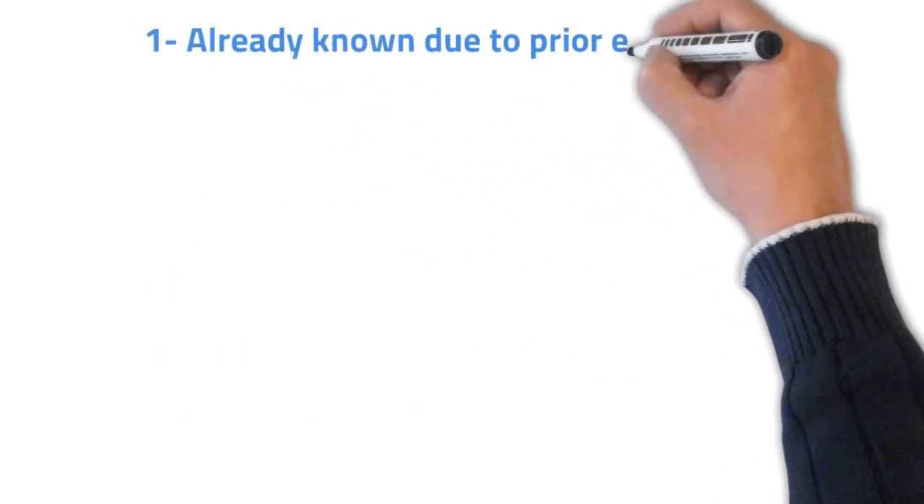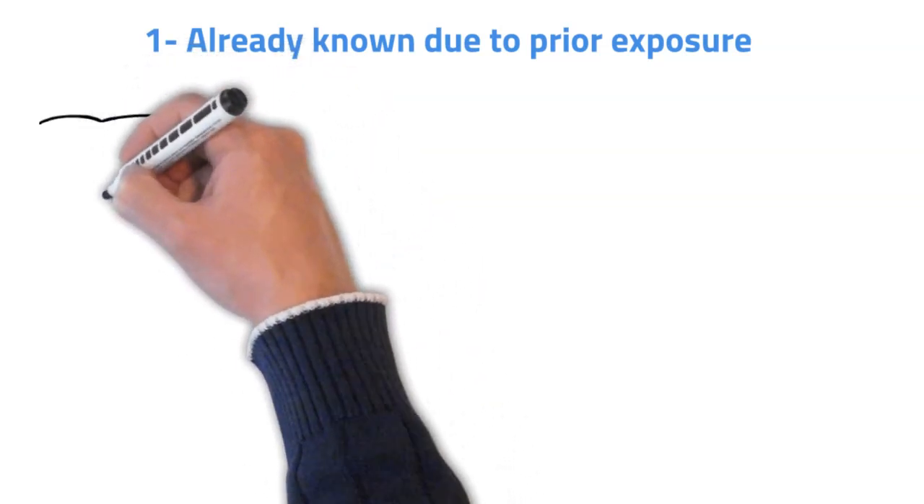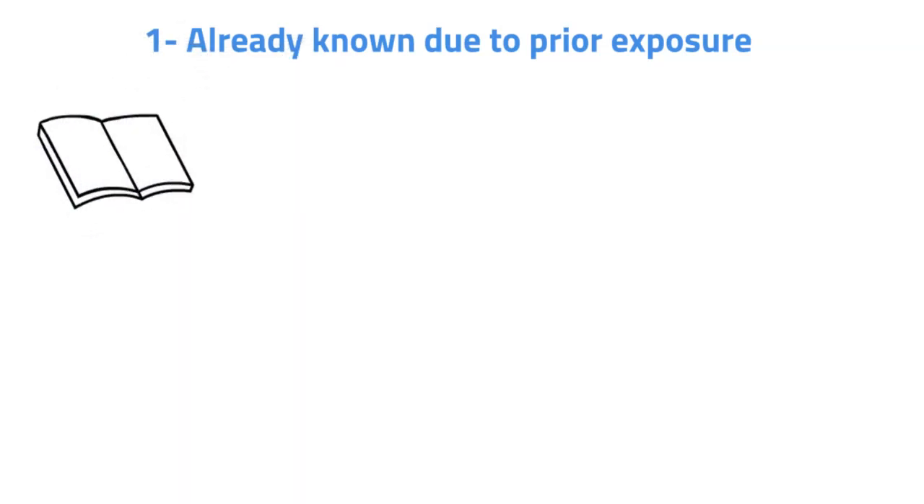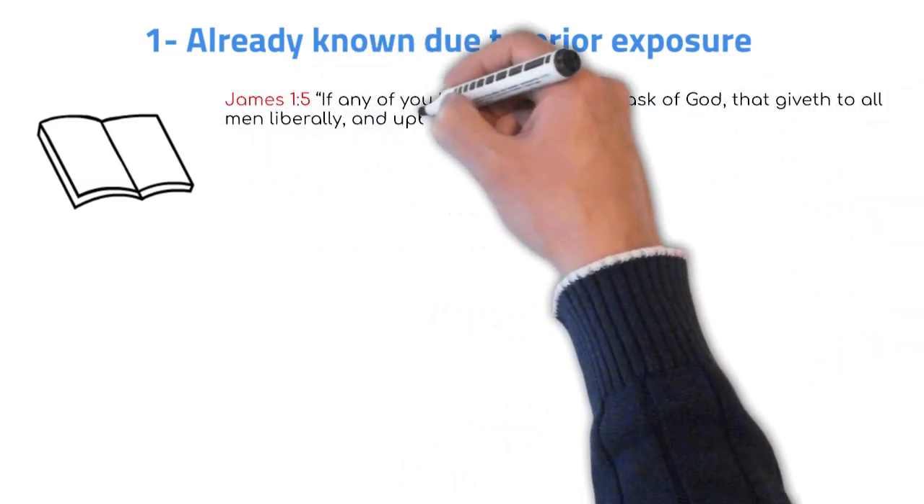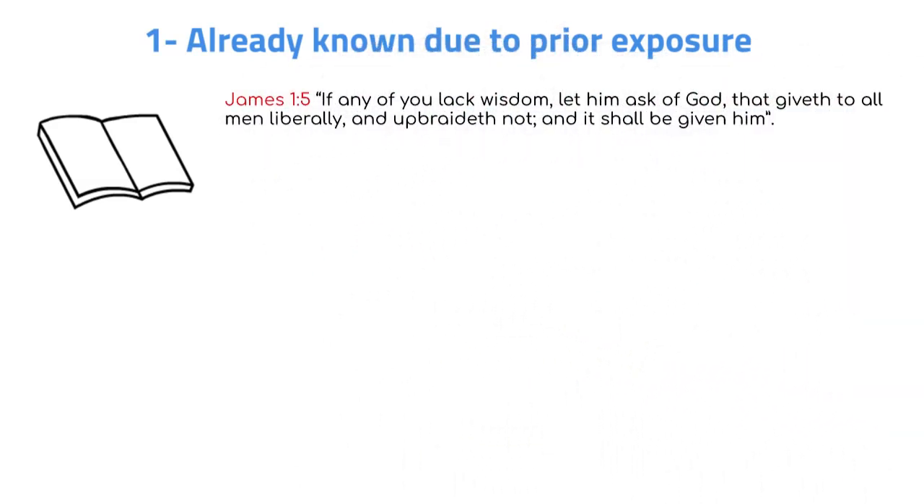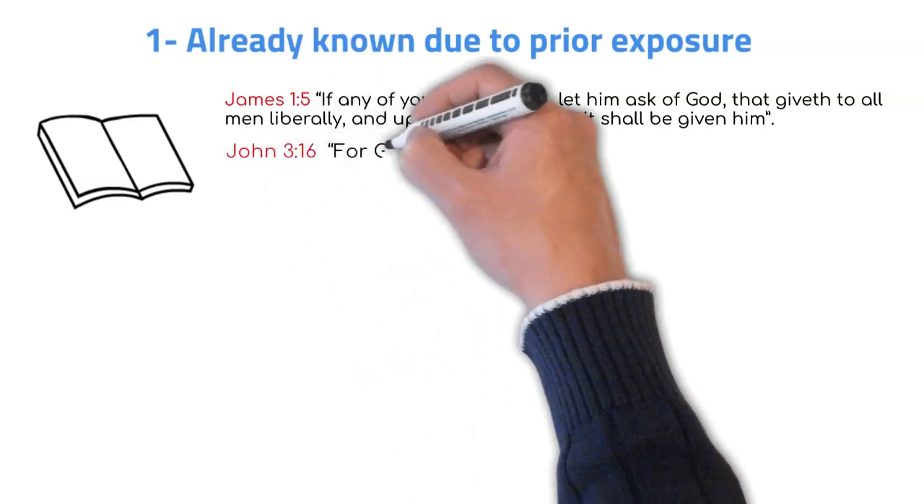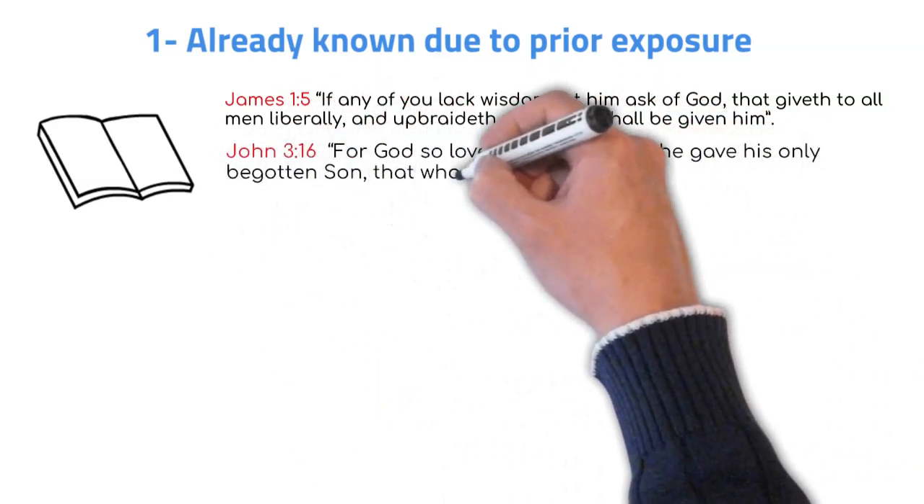We all know some scriptures verbatim. Having a memorized scripture in your mind is actually one of the 10 methods of association. For example, every member of the church knows James 1:5, "if any of you lack wisdom." Here is the most quoted scripture in the world, "for God so loved the world."